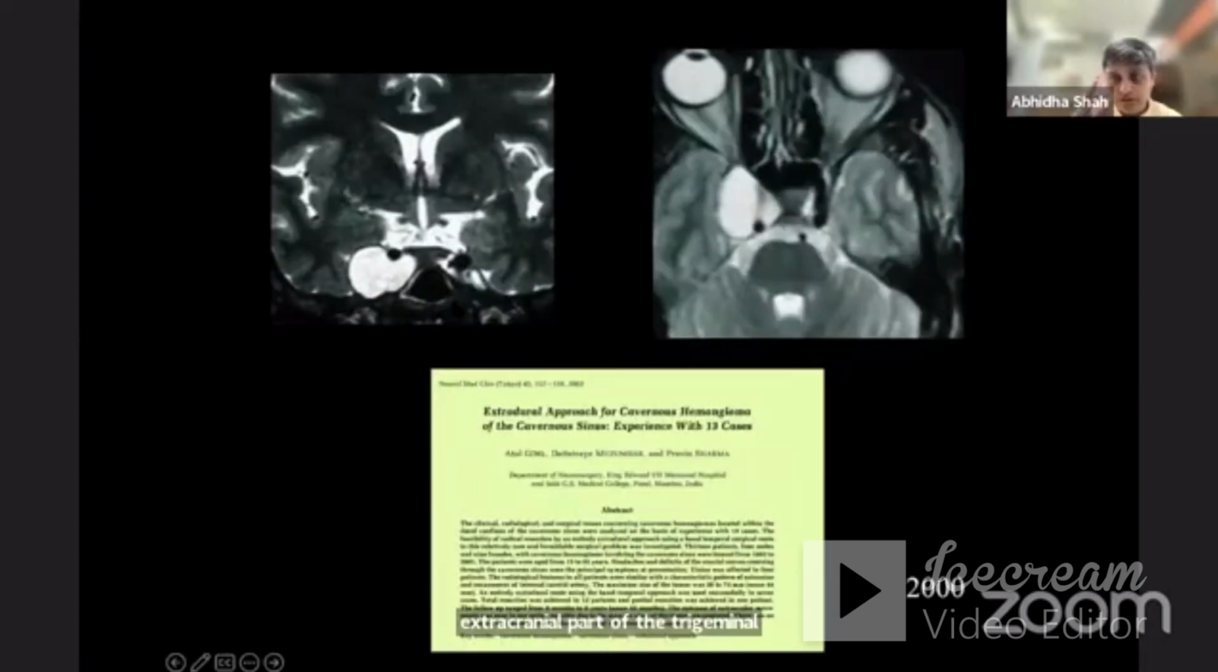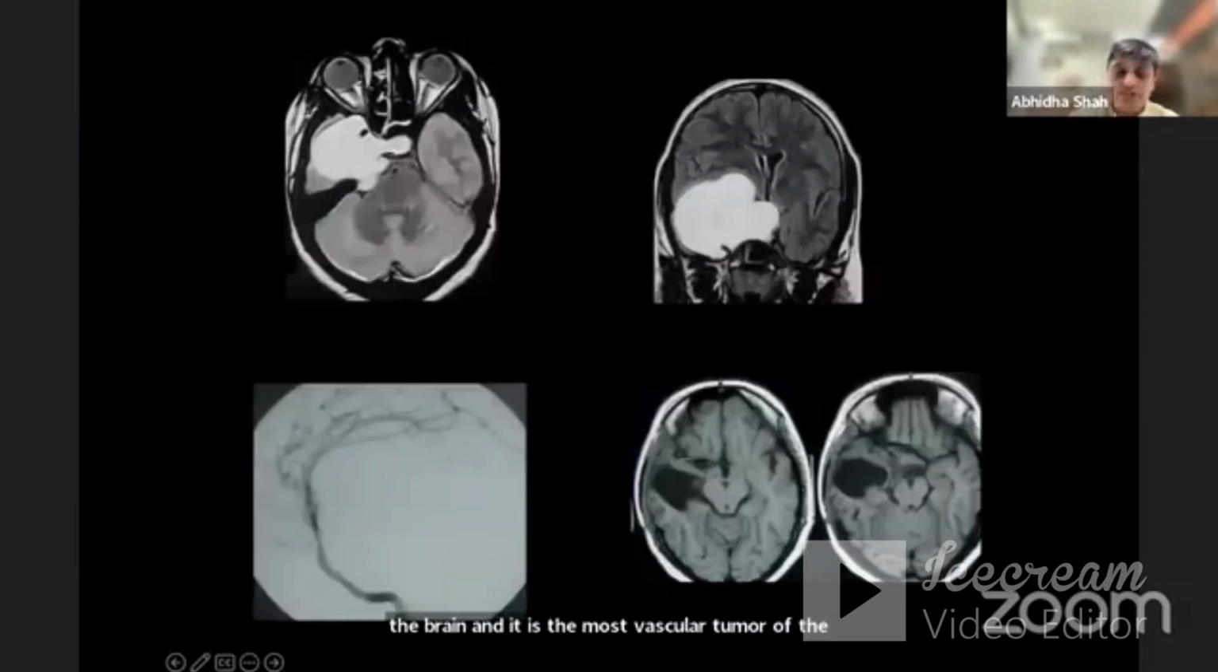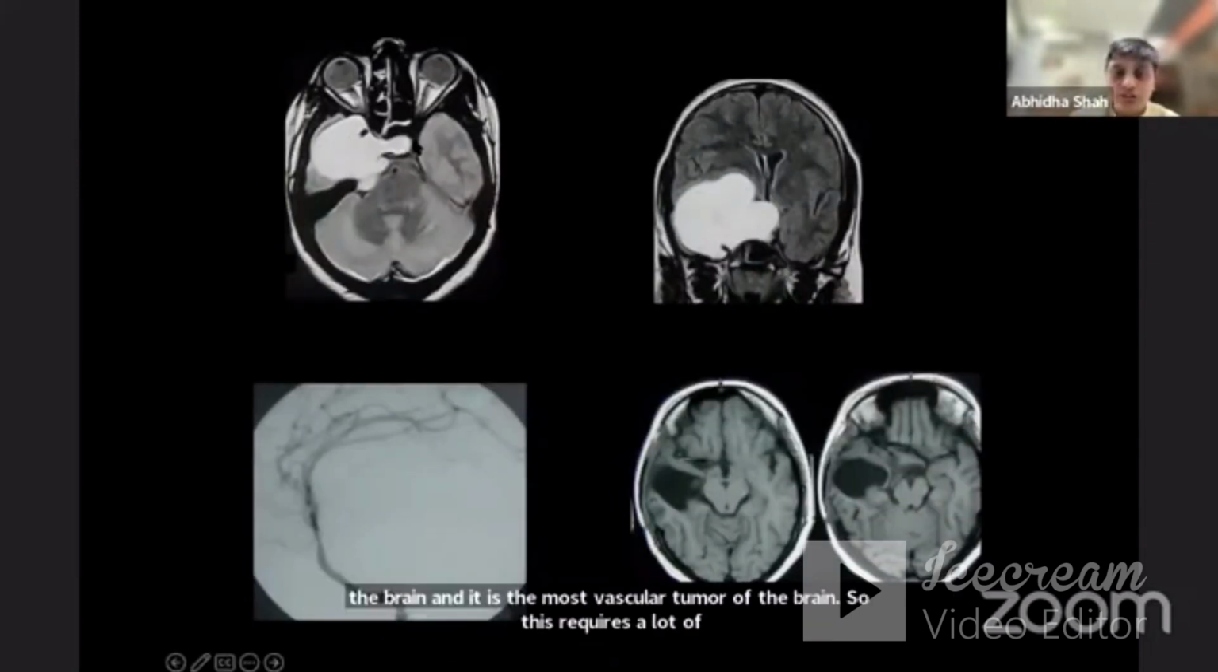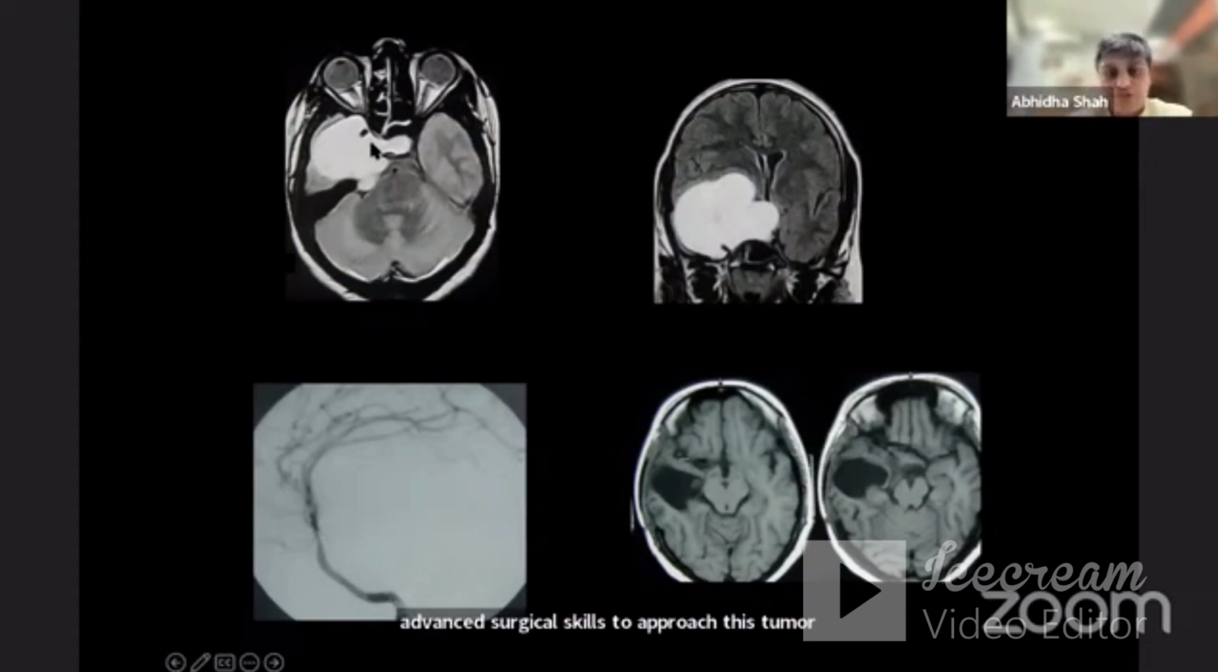So we saw the meninges, the lateral aspect, the interdural layer, and then what happens inside the cavernous sinus. This one, the cavernous hemangioma of the cavernous sinus, is actually a proper tumor of the cavernous sinus. It is the most benign tumor in the brain, and it is the most vascular tumor of the brain. So this requires a lot of advanced surgical skills to approach surgically. But if you remove these tumors, then you are actually curing this patient of this disease.